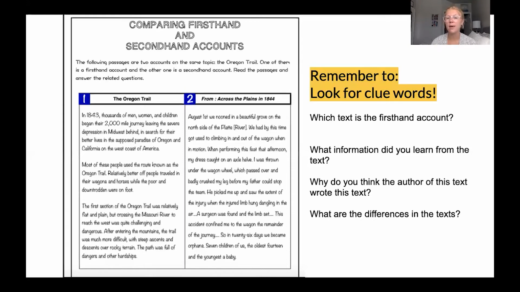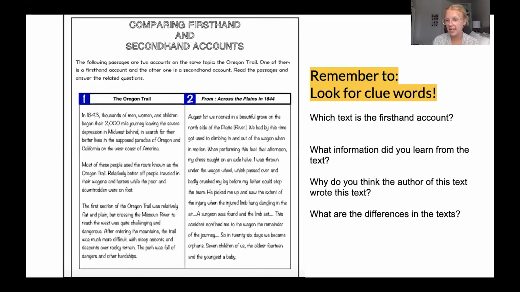So I want you to think about this text that I just read and think, is this a firsthand or a secondhand account? Was this text told by somebody who was actually at the Oregon Trail? Or was this told by somebody that would be considered an outsider, that was not actually there but had learned information about the Oregon Trail? Remember to look for clue words and think over the 4 questions that I have on the right. These are the 4 questions that we should be answering right now.